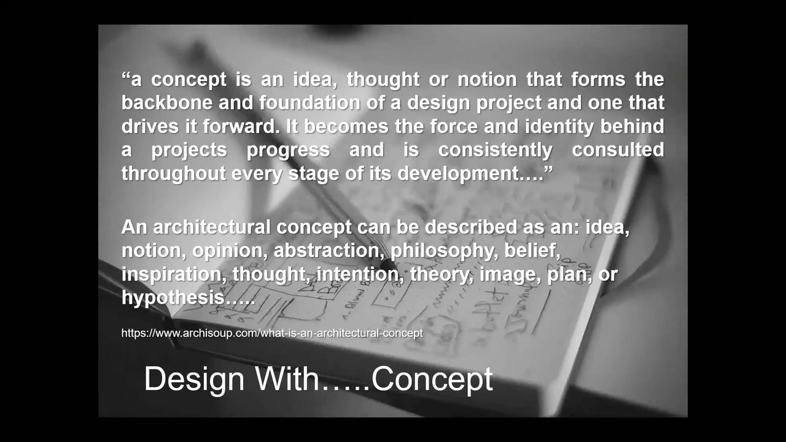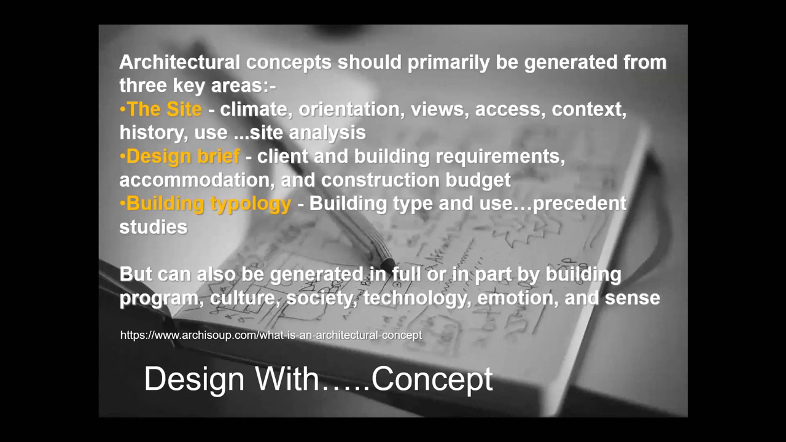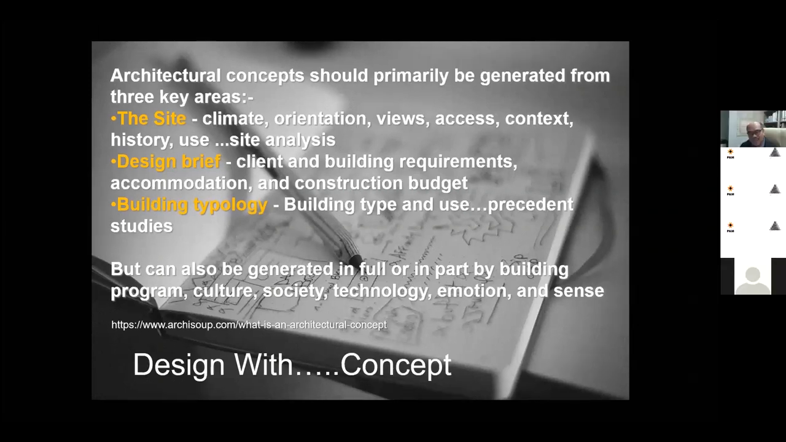In other words, an architectural concept can be described as an idea, notion, opinion, abstraction, philosophy, belief, inspiration, thought, intention, theory, image, plan, or hypothesis. An architectural concept should primarily be generated from three key areas. The site: the climate, microclimate, orientation, views, access, context, history, and usage. From our site analysis, we can come up with the architectural concept derived from our analysis and synthesis of the site.